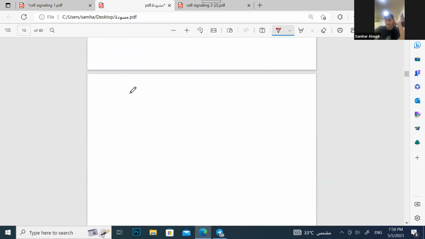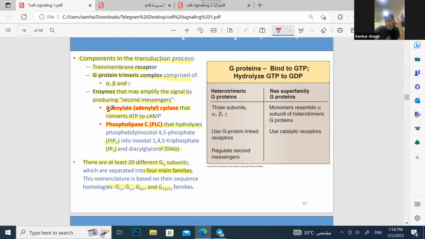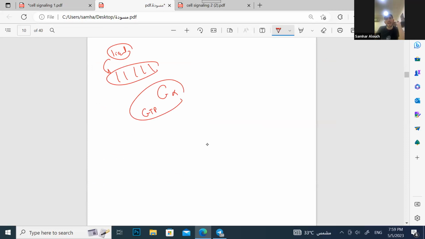Okay. Now let's talk about the signaling pathway itself. So now, as I said, ligands bind to the 7 helical structure. G alpha becomes free and it has GTP with it. What will it do? It has two main signaling pathways it can go through.